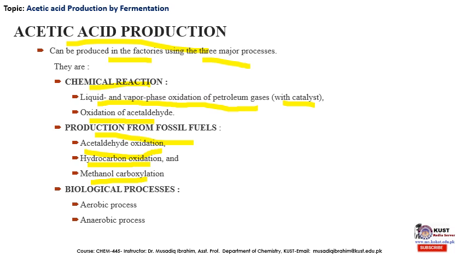So the topic of our interest is biological processes, and basically the acetic acid is produced by the process of fermentation. So there are two types of fermentation. One is aerobic and the other one is anaerobic. So in aerobic you have presence of oxygen available to the fermentation process, and in anaerobic you don't have the presence of oxygen or provision of oxygen in the process.